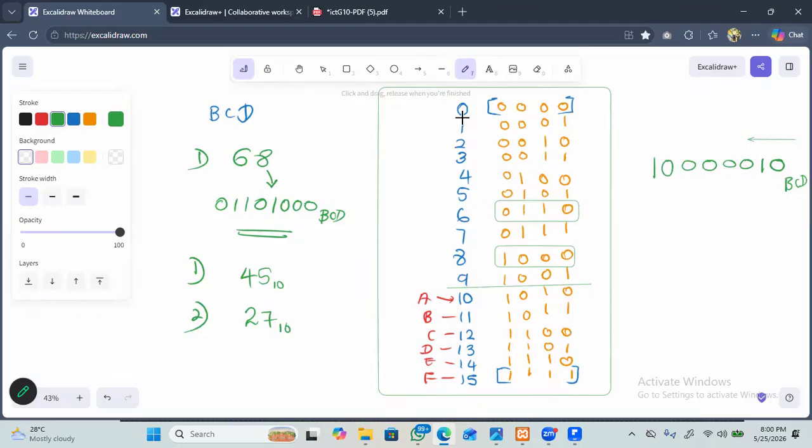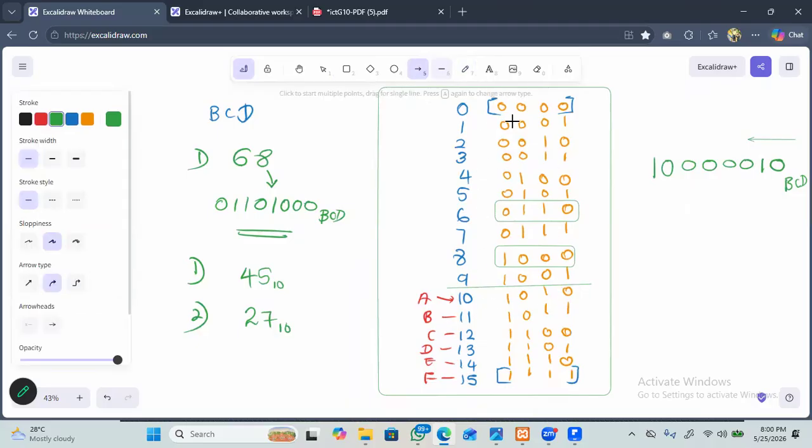That's it. So you have to memorize this chart. The way you write this chart, you have to memorize the method. How did you write this part? The pattern you should memorize. Right.